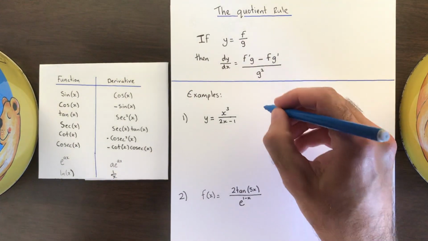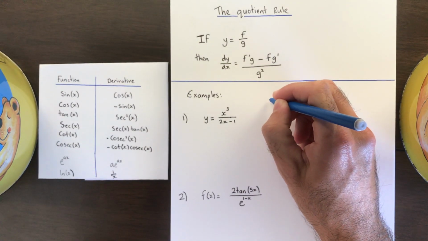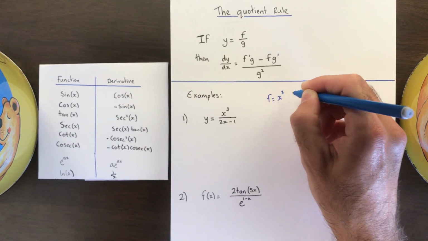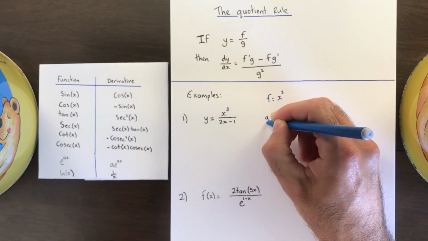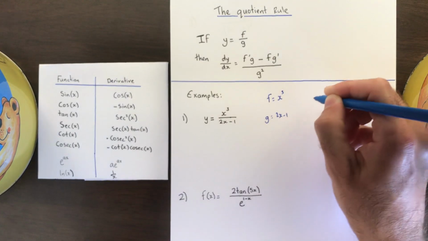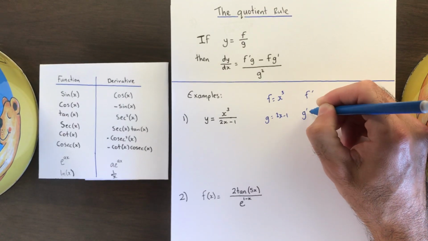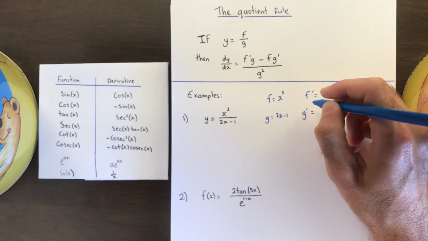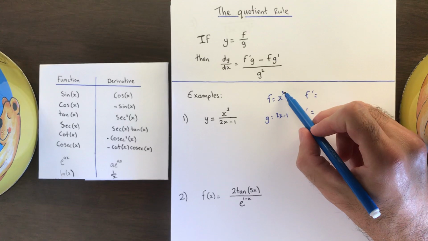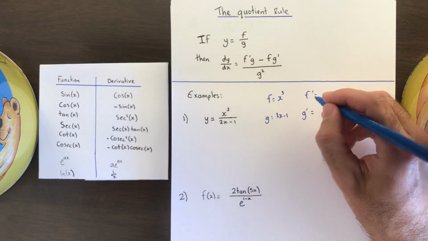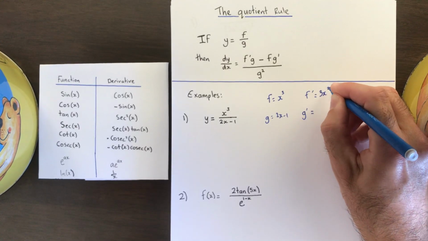First one, let's just get straight into it. The top function is going to be my f. So in this case, f equals x cubed, and g is equal to 2x minus 1. I need to find an expression for f dash and g dash and then put it all into my formula. So f dash, differentiating x to the power of 3. This is just our level 2 stuff. We bring the power down and subtract 1, so 3x squared.